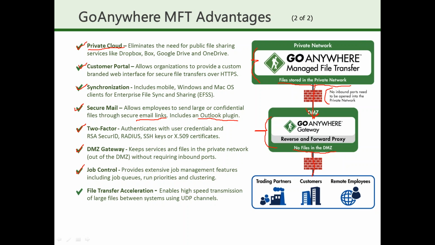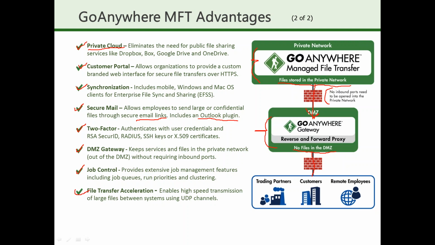There's a lot of job control capabilities in Go Anywhere. You can have multiple systems processing jobs. It does support clustering as well. But you can also set priorities on jobs. And let's say you have certain SLAs you need to meet for certain partners. You can give them higher priority so they get more attention from the CPU.